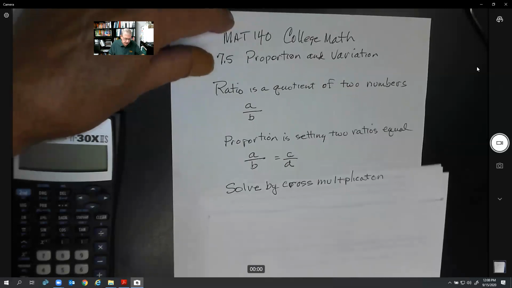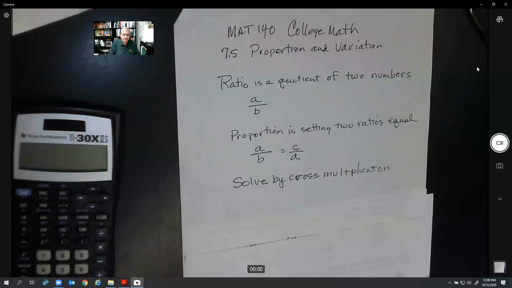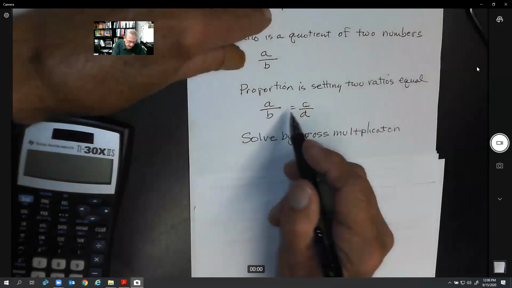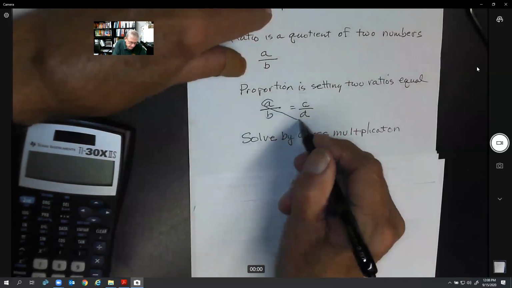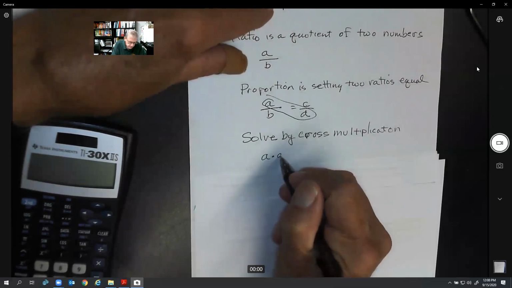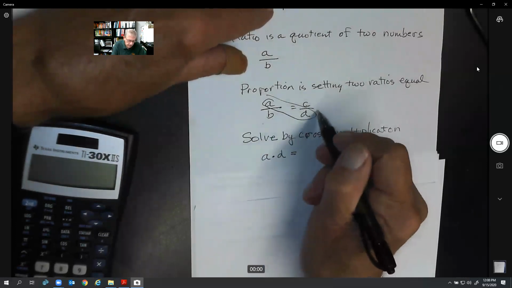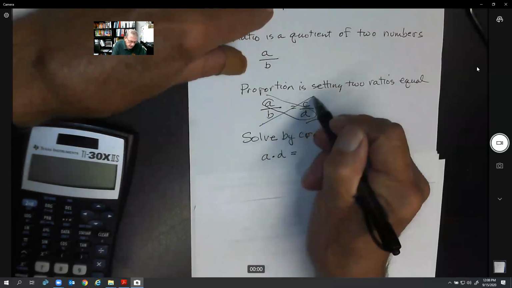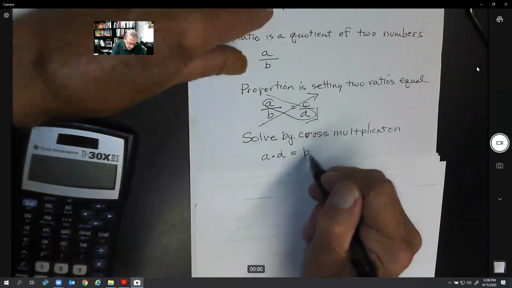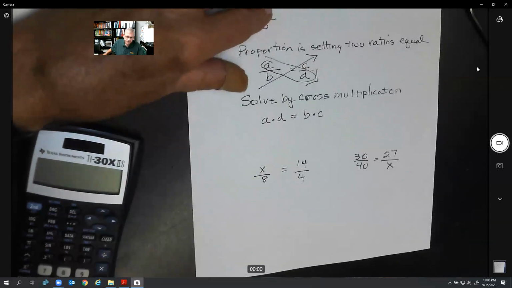Solve by cross multiplication. To solve these, we just simply cross multiply. Okay, how do we do that? Well, we're going to multiply diagonally down, A times D, equals, and then we're going to multiply diagonally up. Let's put an arrow in there. Then we're going to multiply those two, B times C. So let's look at a few problems and see how we do this.